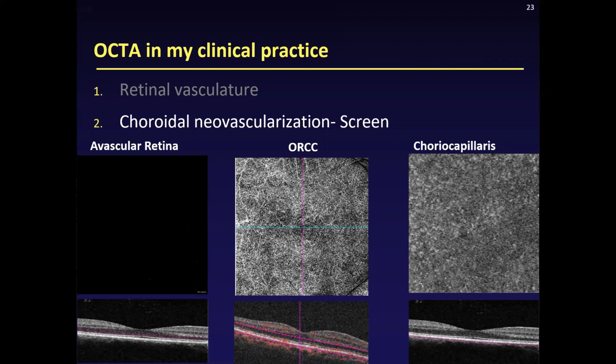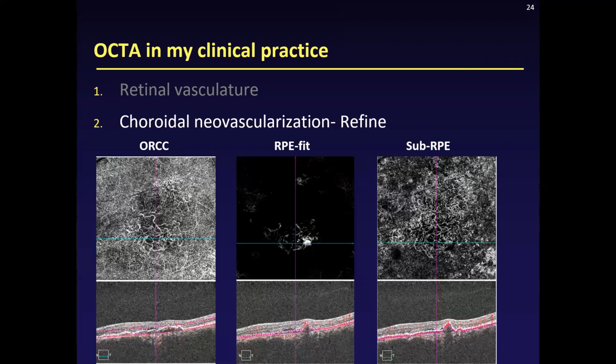So we then now move on to the second part of this talk, which we will talk more about the choroidal neovascularization, outer retina now. So as mentioned, I would screen for any neovascularization using the avascular retina or outer retina to choriocapillaris as well as choriocapillaris slab. And here we don't see anything abnormal, and there is no CNV.